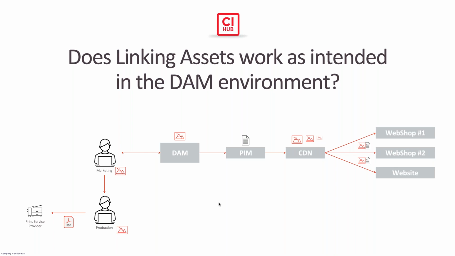So he needs the assets physically available to produce a high-res PDF and to hand it over to the print service provider. And there is the social media department. They have to create a post or banner or whatever. So it doesn't matter what they produce, but they need to have the assets also locally available. They want to use these files in Photoshop, Premiere Pro, or in After Effects. And he has to download the asset.